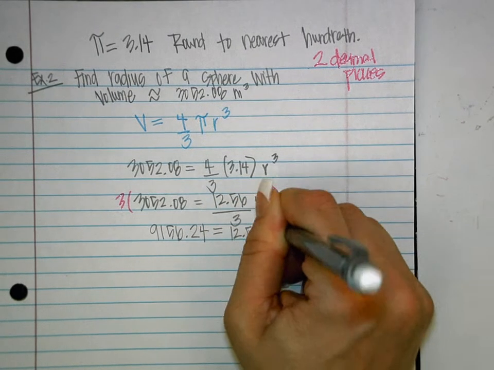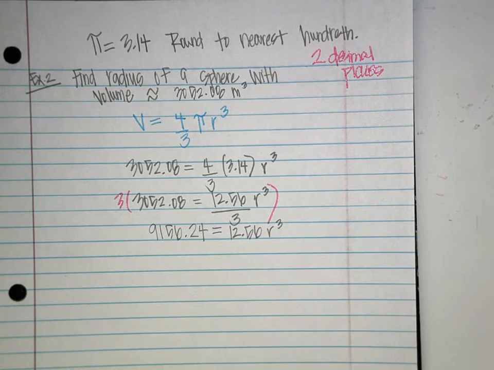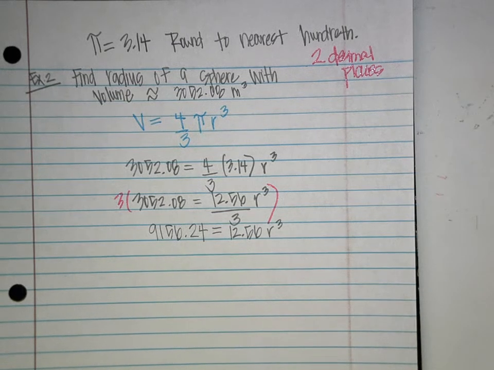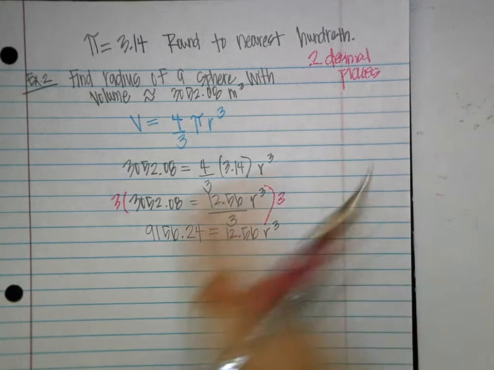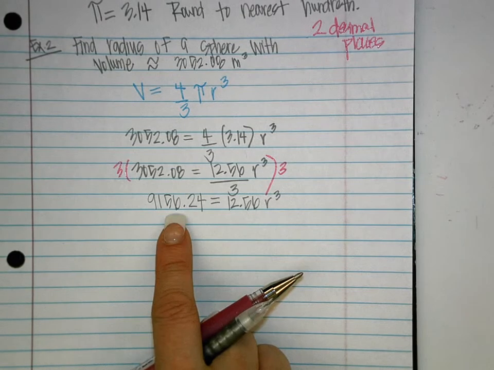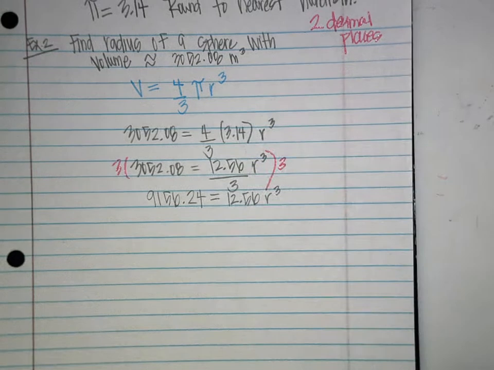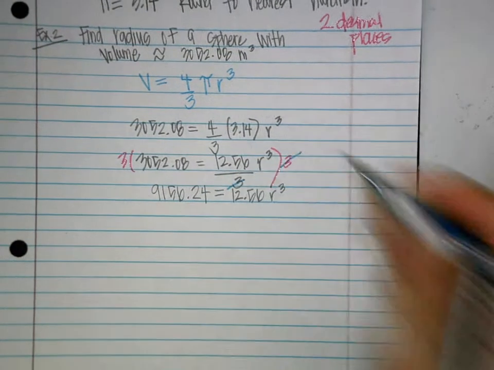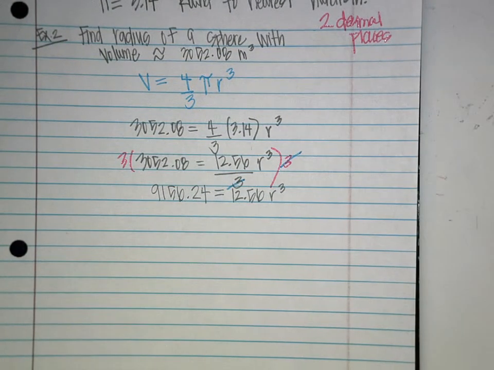12.56 radius cubed. I know it's just a lot of steps because there's a lot of numbers. Okay? I multiplied both sides by 3. So this one multiplied by 3 gave you 9156.24. This one multiplied by 3 basically just canceled out this 3 on the bottom. Does that make it better? Can you make a note?